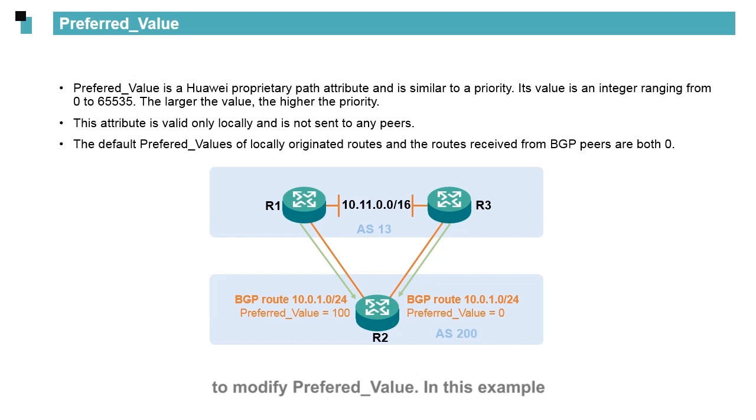In this example, preferred value is set to 100 for the route received from R1, and preferred value of the other route is not changed and remains as 0. In this case, the route received from R1 has a higher priority. Therefore, R2 selects this route. This modification has significance only on R2 itself and is not notified to any peers.